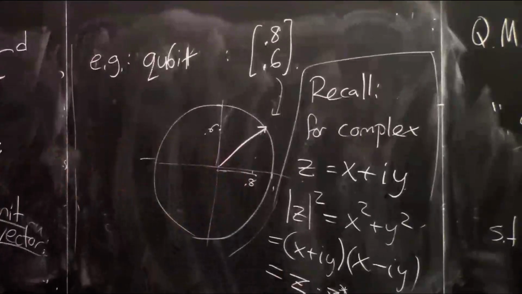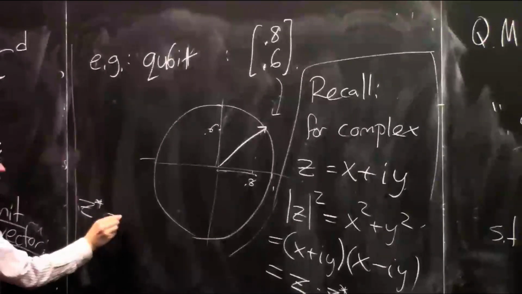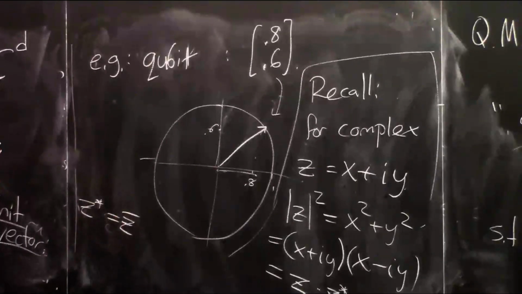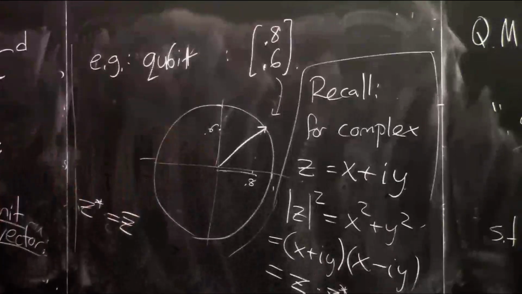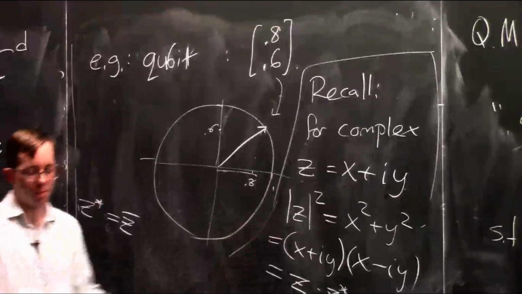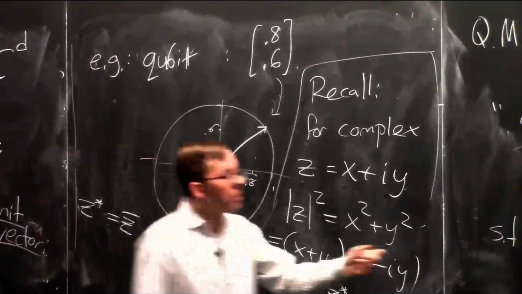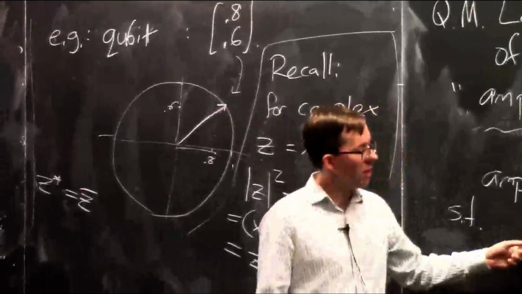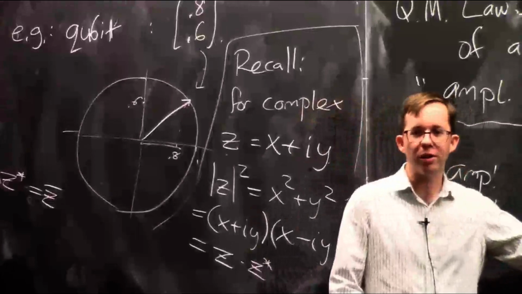I hope you remember all this stuff. z star, which is equally often written z bar, but I slightly prefer star, is the complex conjugate. You flip the sign of the imaginary part. And that's what the magnitude squared of a complex number is. So in particular, when these are genuine complex numbers, they should have the property that the sum of the squares of their real parts and the squares of their imaginary parts add up to 1.